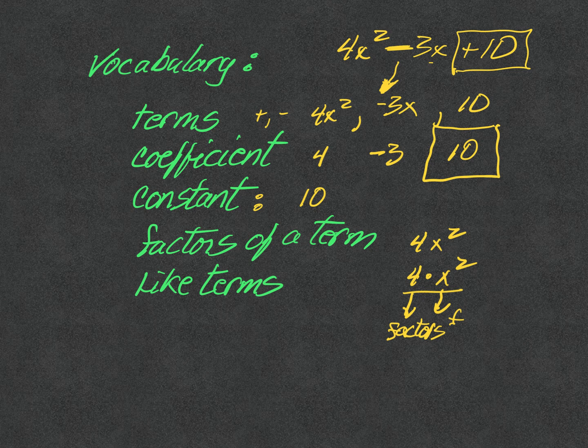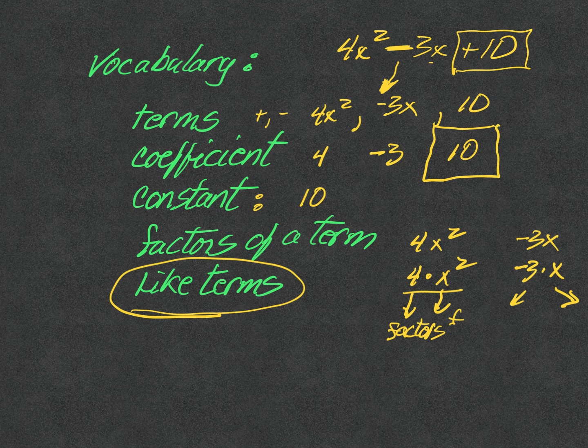Now, on the negative 3x, we also have two factors. It's negative 3 times x. So one factor is negative 3 and the other factor is x, okay? So the factors of the term are the numerical parts, the coefficients, and then the variable parts. And we looked at those as factors. So what are going to be like terms? Like terms are going to be terms that have exactly the same variable part.